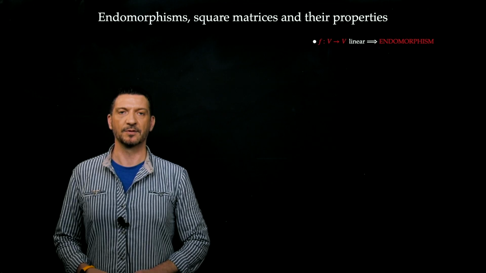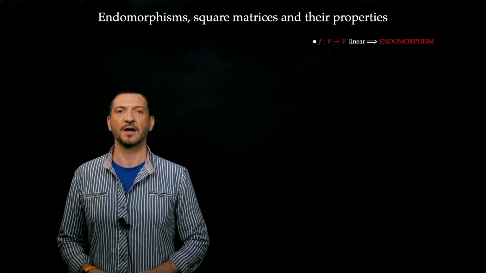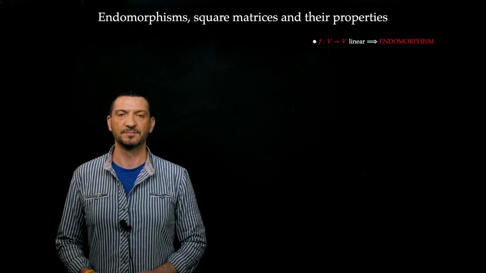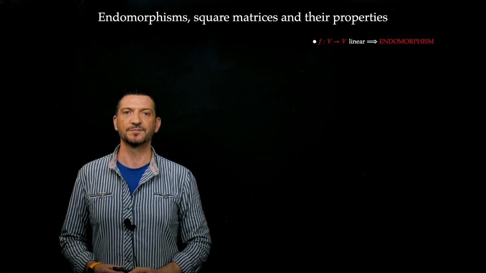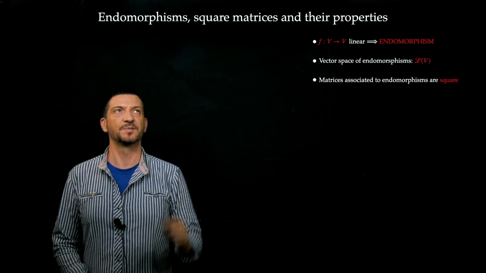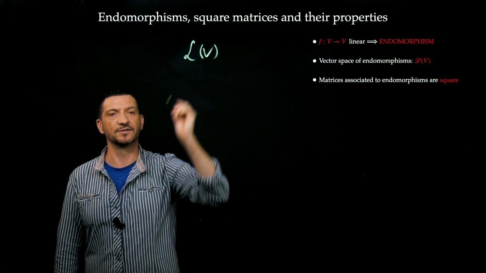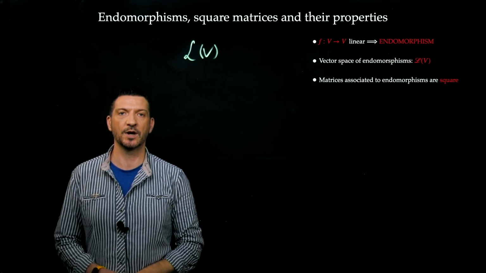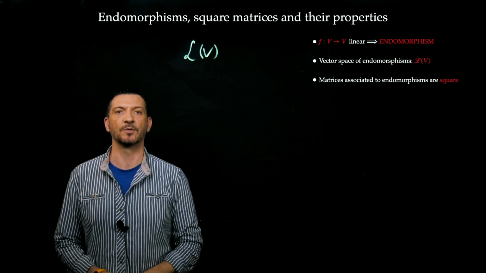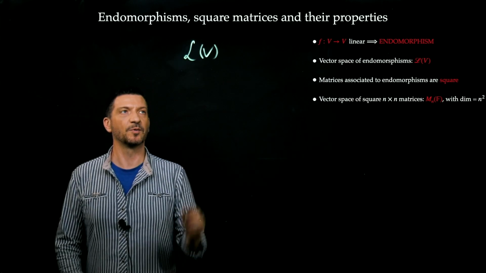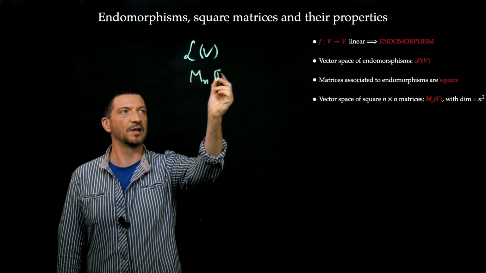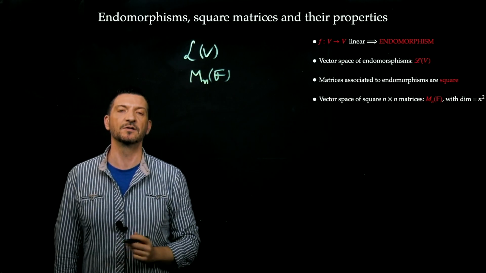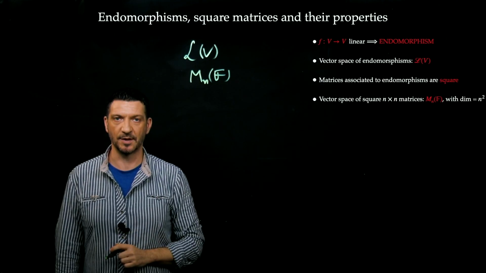It's now the time to recap the most important properties of endomorphisms and their relations with square matrices. First of all, recall that an endomorphism is by definition a linear map between a vector space and itself. The vector space of all the endomorphisms of V is denoted with this symbol, and recall that an endomorphism is associated with a square matrix, that is, a matrix with the same number of columns and rows. The corresponding vector space of these matrices is written like this, where n denotes the dimension of the matrix and F denotes the field from which we gather the scalars that appear in the matrix.